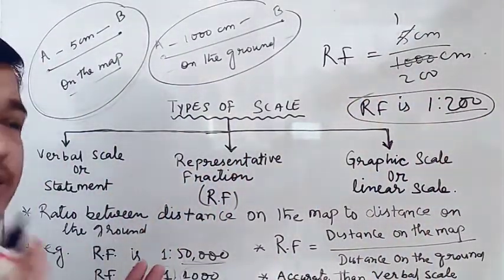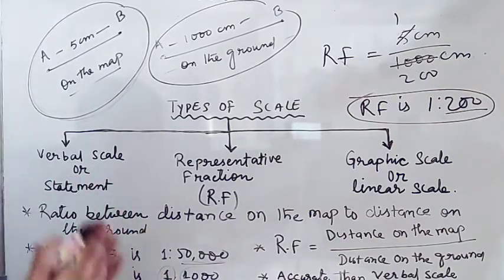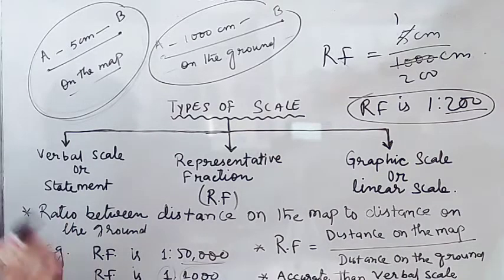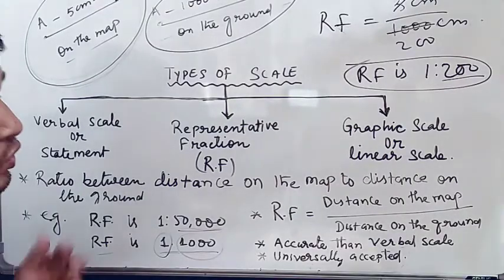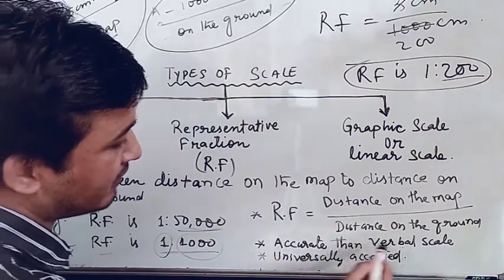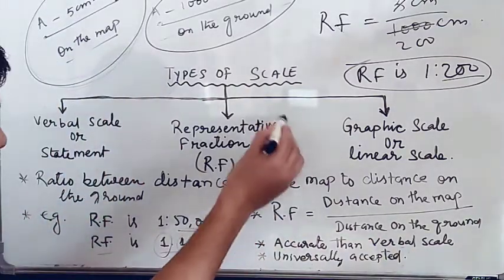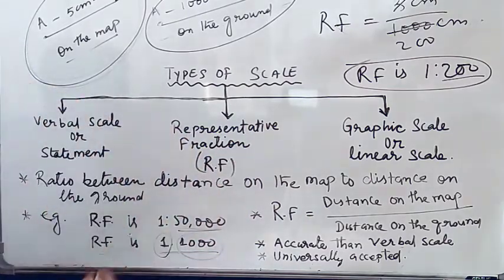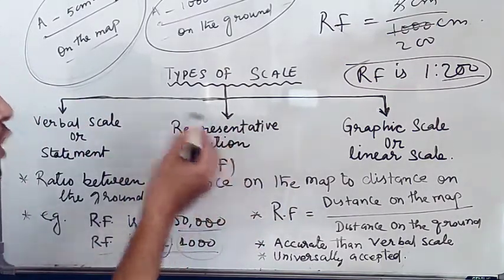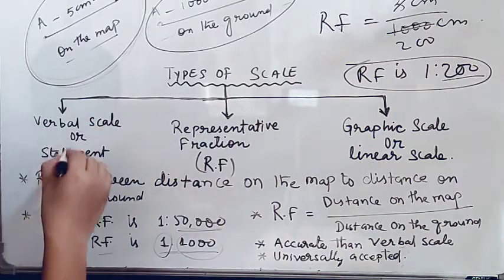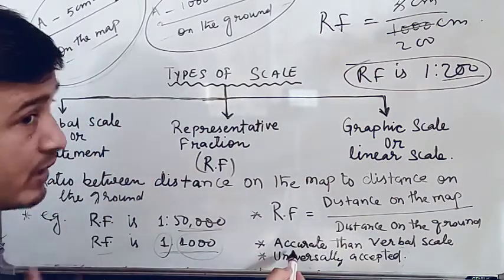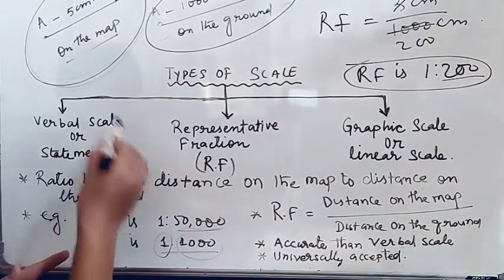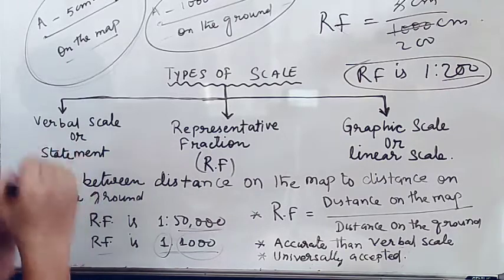Now I think it is clear what a representative fraction is and how to find it. Okay, that is RF. Two more points are there. This RF scale, the representative scale, is more accurate than the verbal scale. Here it is written, accurate than the verbal scale. So RF is better than the verbal scale.